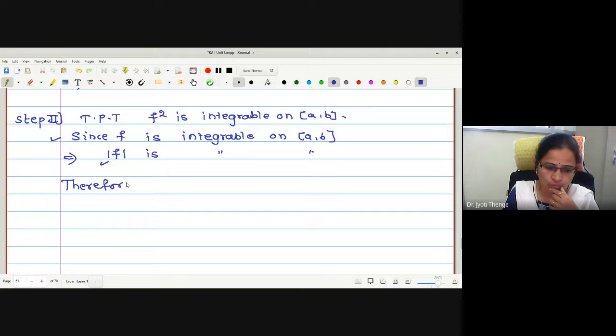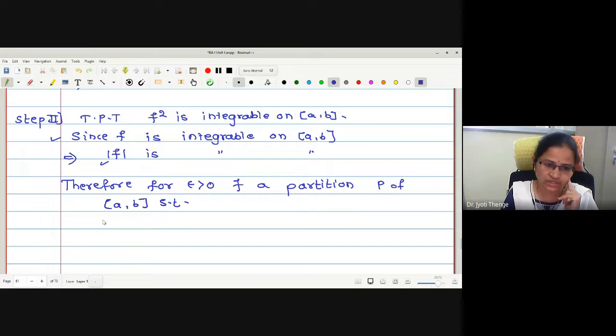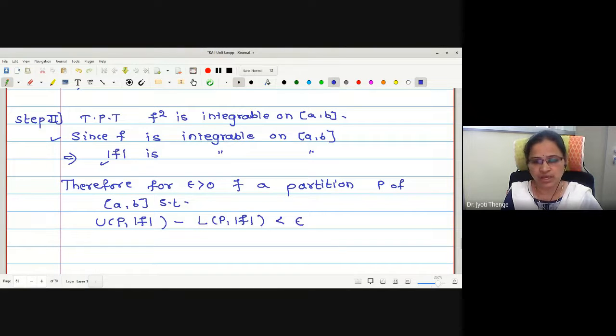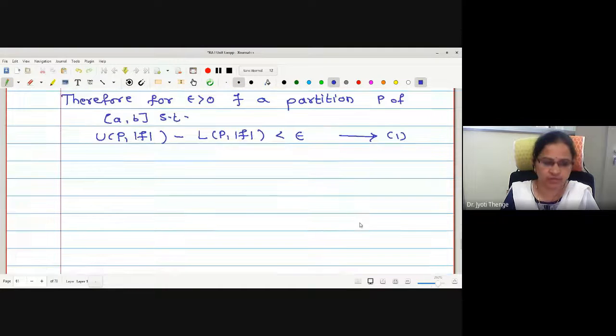Now I am going to write the condition of integrability for the mod f function. Therefore, for epsilon greater than 0, there exists a partition P of the closed interval [a, b] such that U(P, mod f) minus L(P, mod f) is less than epsilon. Let me call it statement number 1. Mod f is integrable, we have written.